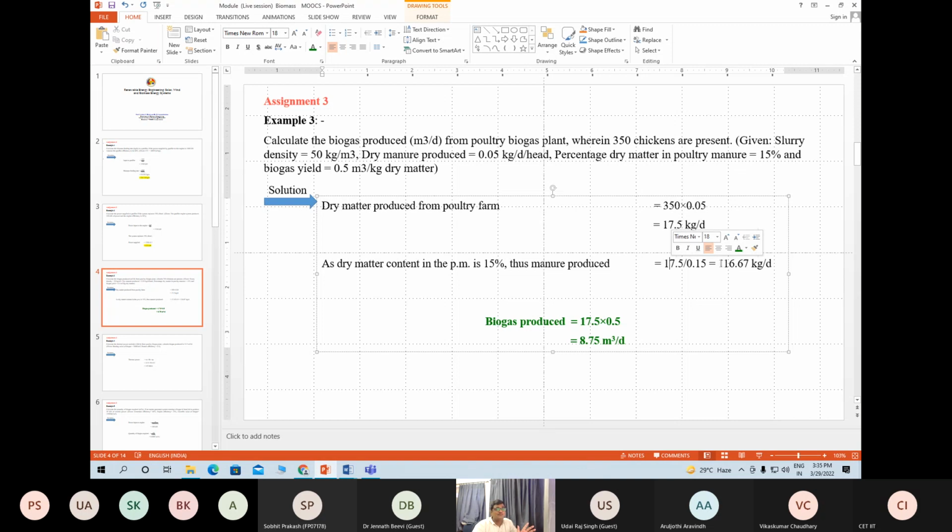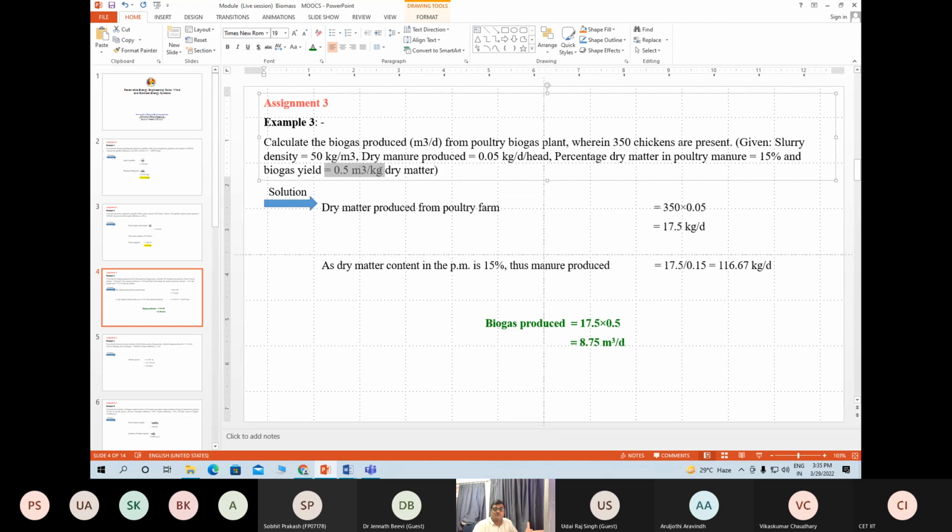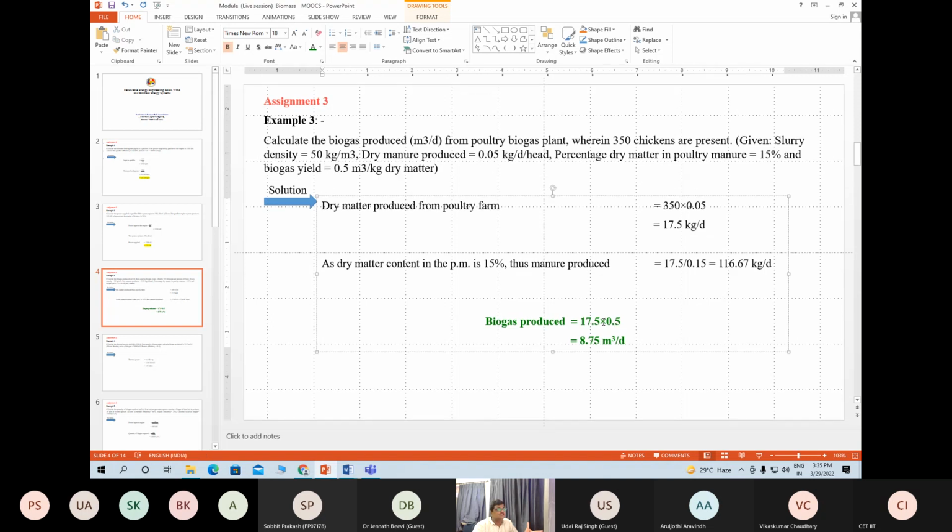So once we know the amount of manure produced from this poultry, I can easily calculate the biogas produced here, because the dry matter content I already know. This is 17.5 kg per day, and I know how much gas is produced per kg of dry matter. So simply if I multiply by that value 0.5, because this is meter cube per kg of dry matter, the kg will get cancelled and I will get the value in meter cube per day. So that is what is asked: to calculate the biogas produced in meter cube per day from the specific manure given in the example. Isn't it? It's a very simple example to calculate.